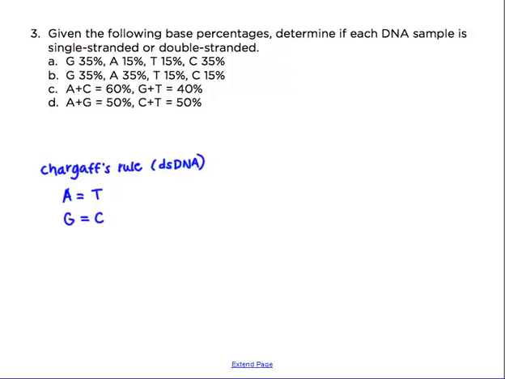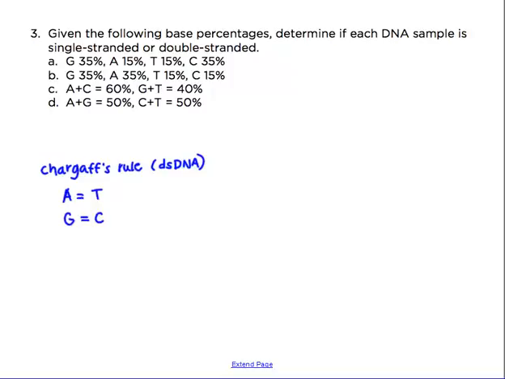So if the percentages in these parts abide by these rules, we can say that they're double-stranded DNA. But if they don't, if for some reason you have even just 100% G, you know that that must be a single-stranded DNA sample, because if it was double-stranded, then all of those G's would have to base pair with C's, so you would get 50-50. Okay, so let's look at A.